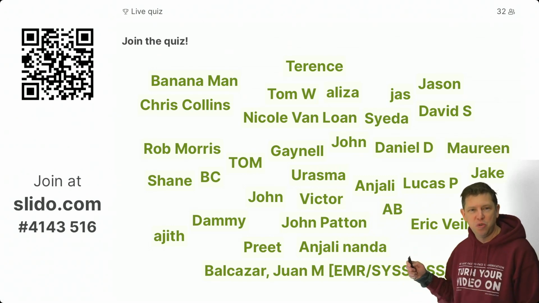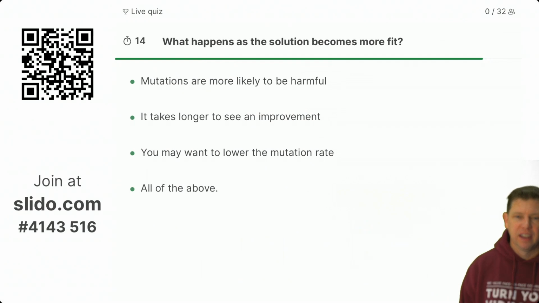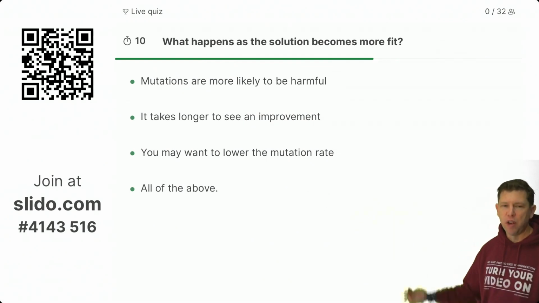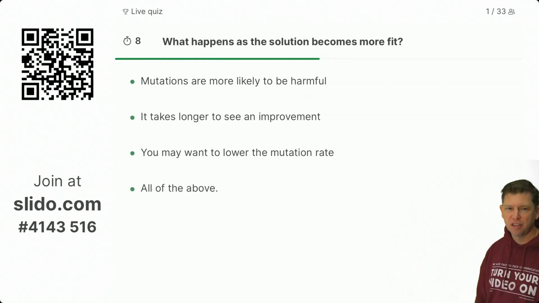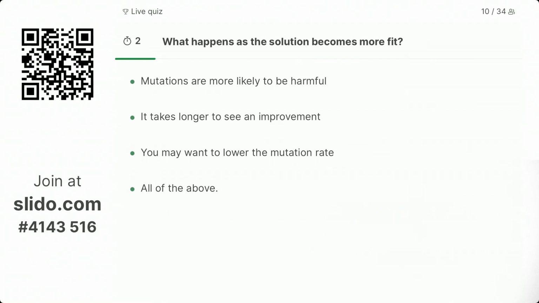Okay, first question. What happens as the solution becomes more fit? Read the questions carefully, and all the answers. They're more likely to be harmful. It takes longer to see an improvement. You may want to lower the mutation rate. Or all of the above.